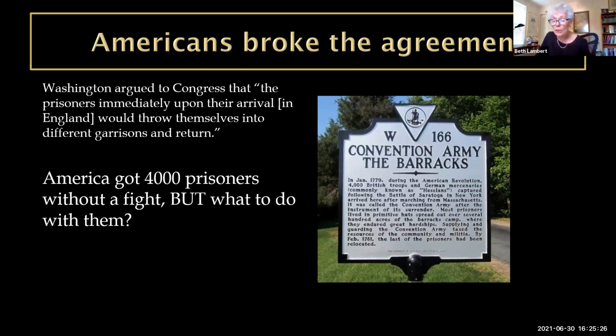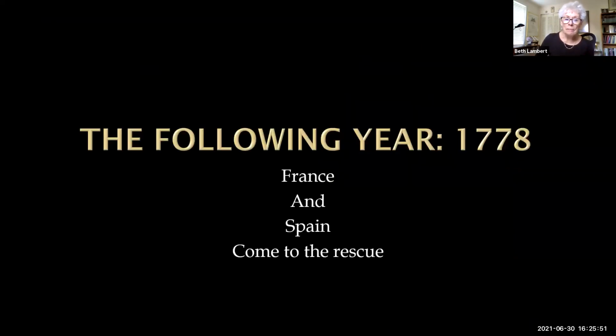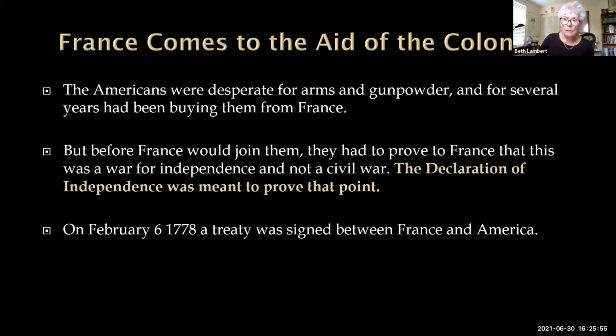And so what did they do with these 4,000 prisoners from Saratoga? They marched them down to Charlottesville, Virginia. And if you ever go to Charlottesville, you will probably come in on Barracks Road, given that name, because this is where the British soldiers were marched to after the Battle of Saratoga. Okay, then France and Spain get into this.